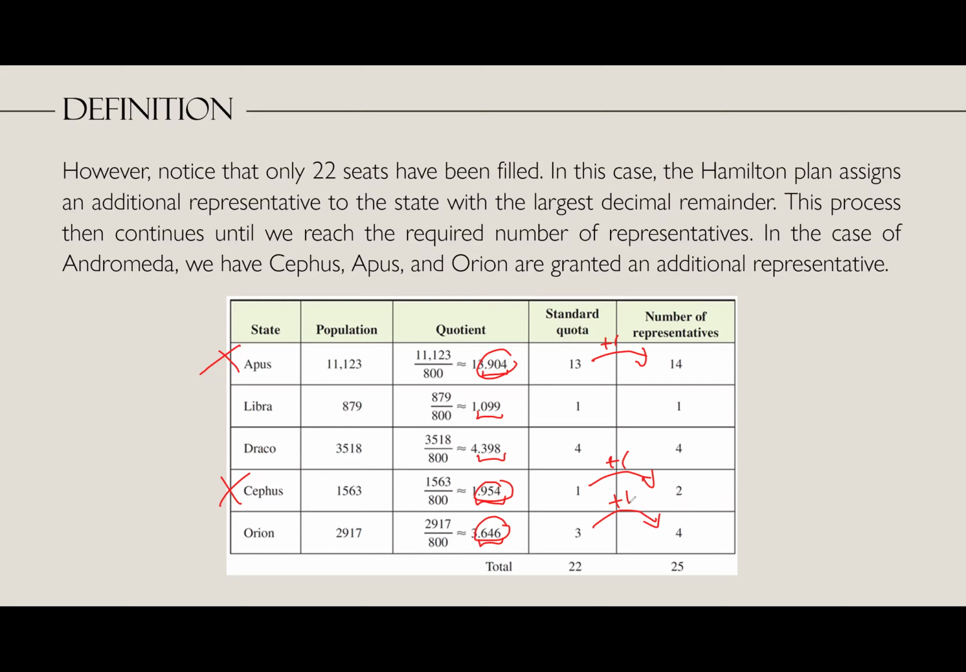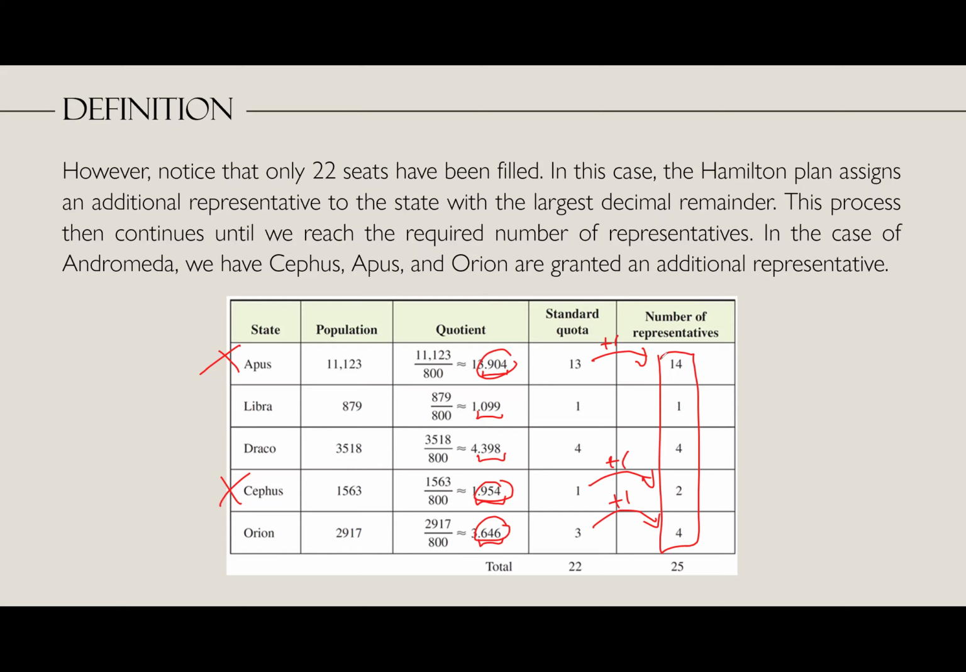So again, I was missing 3, and this is how I assign those missing 3. If I was missing a 4th one, I would go to the next largest decimal, which would be Draco, for example. So looking at this, I have my final number of representatives, and they add up to 25. This is our Hamilton plan.